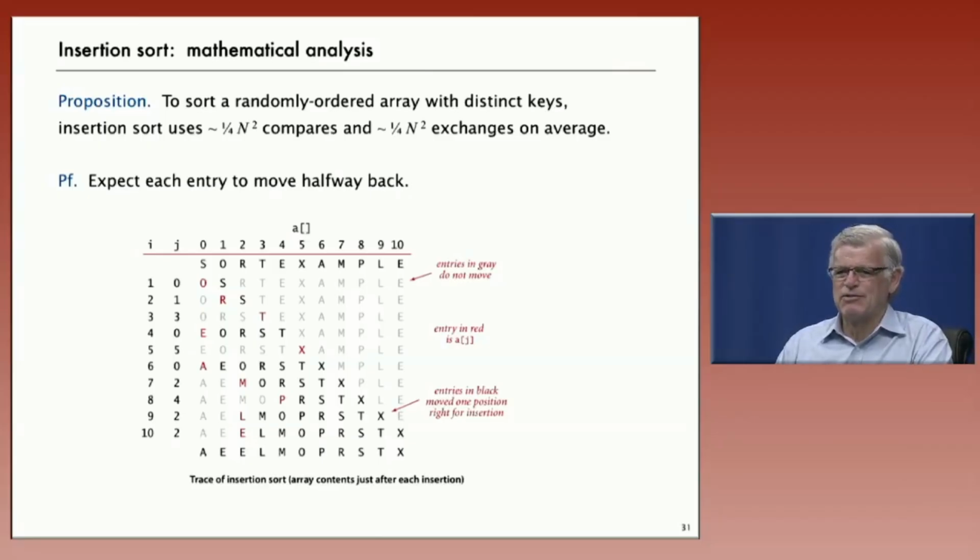Again, the black elements are the ones that we compare, and actually they're also the exchanges. And the red one is the one that's finally put into place. You can see that for a large array that's randomly ordered, the element that we put into place is going to go about halfway back on the average. So that means about half of the elements below the diagonal are going to be black on the average. There's n squared over 2 below the diagonal. Half of that is n squared over 4. The exact analysis is not much more detailed than that.